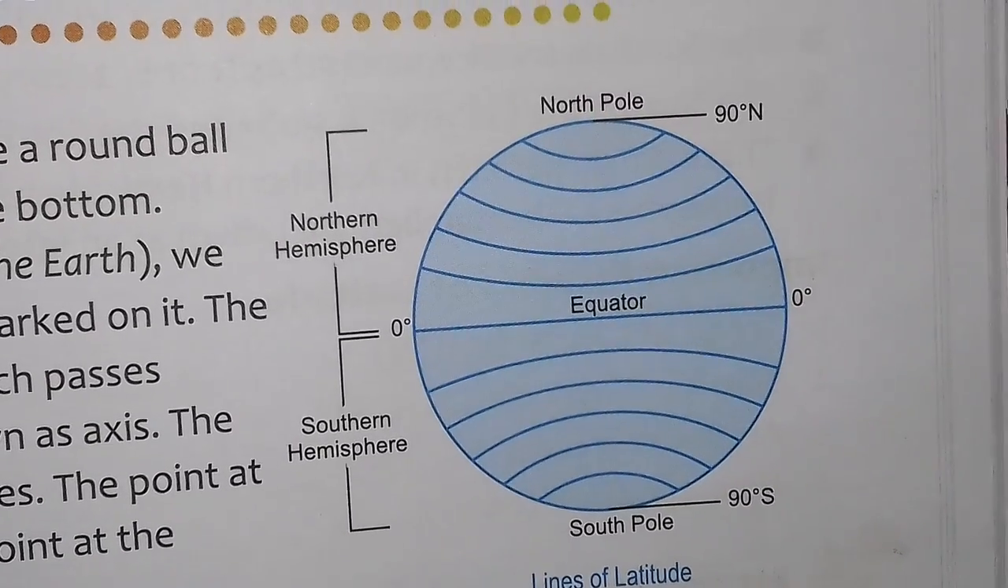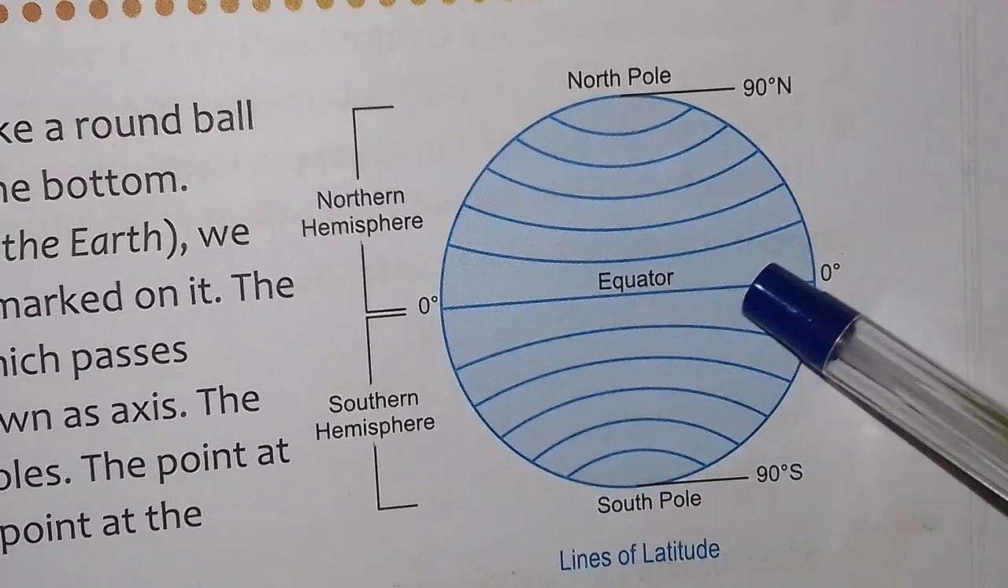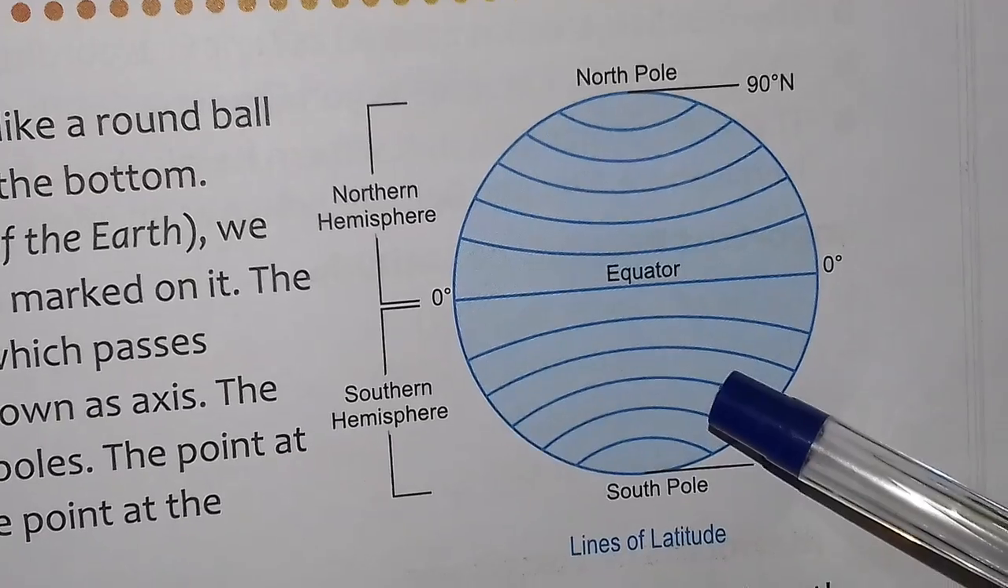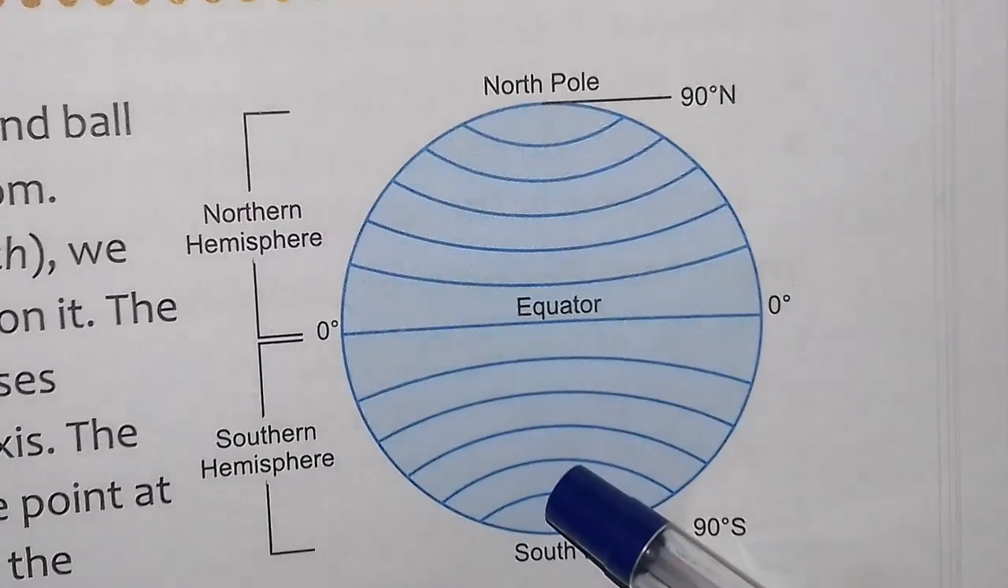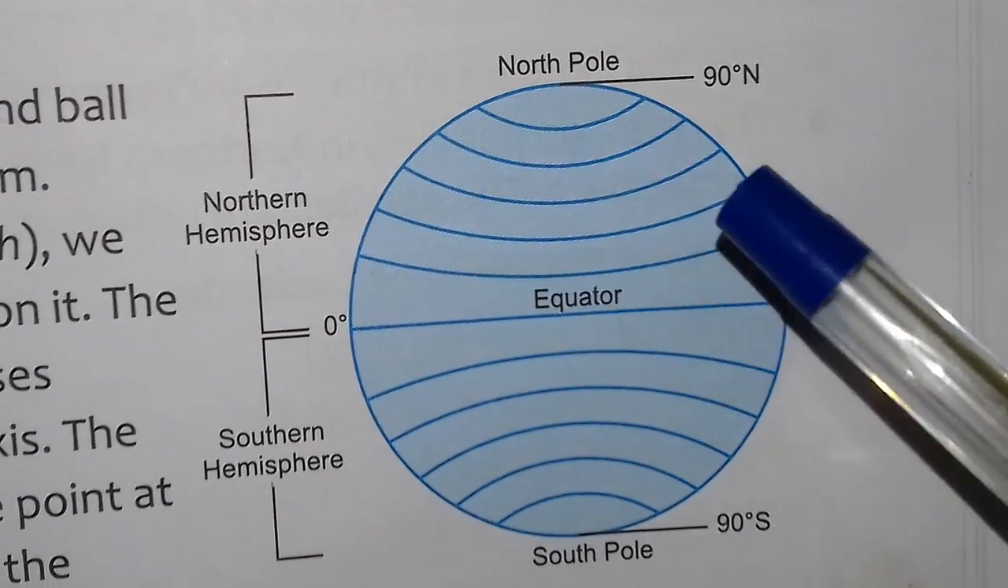All parallels are running parallel to each other and have equal distance. All parallels are full circles except the North Pole and South Pole. These two are just 2 points. Important parallels of latitude are here.